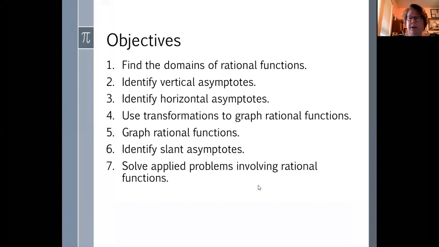We're going to use transformations just like we've done all semester long. We're going to use transformations to graph rational functions. Then we'll graph a rational function. We'll talk about slant asymptotes, and then we'll solve an applied problem.